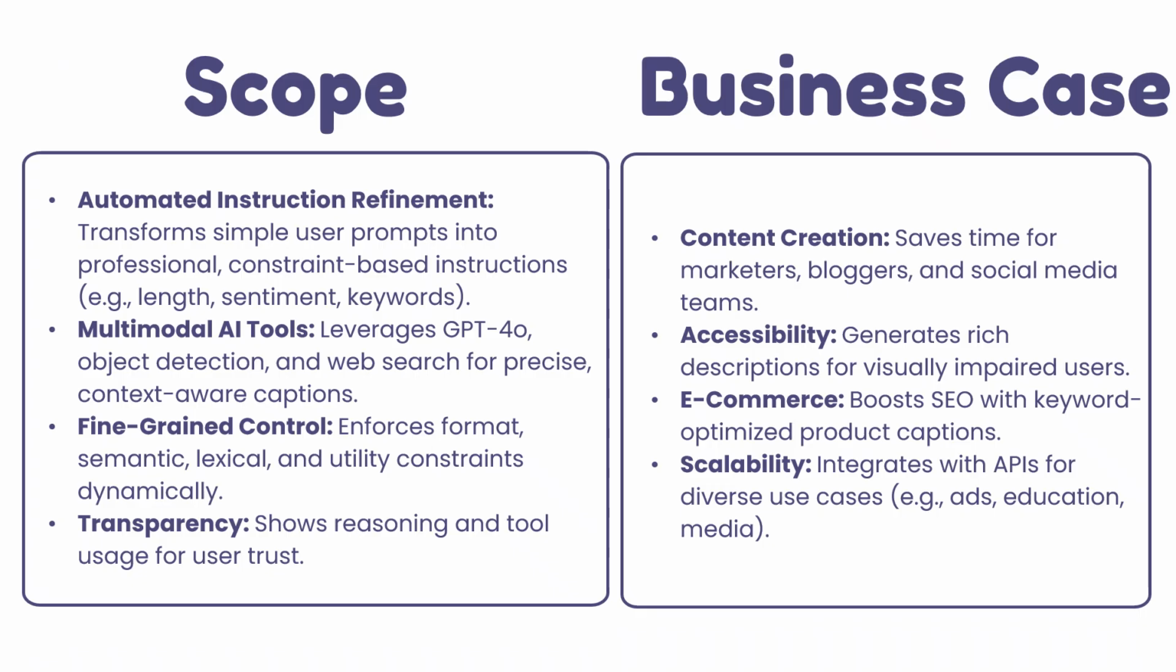Now let's talk about the scope of the project. The scope covers everything from refining instructions to generating captions with specific constraints like length, tone, and keywords. And coming to the business case, it's useful for marketing, e-commerce, accessibility, and can scale through APIs for multiple industries.